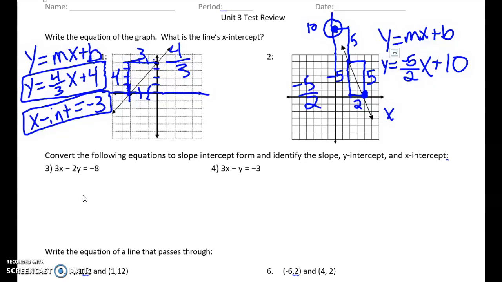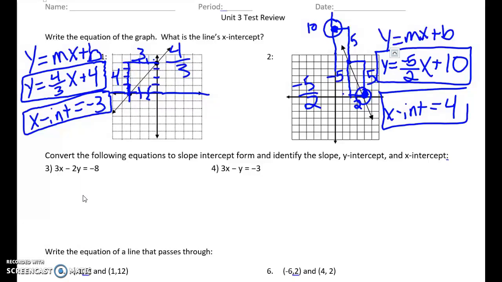X-intercept is looking at the graph. 1, 2, 3. It crosses the x-axis at 4. So I got my equation, and I have my x-intercept. We're good there. Number 3.